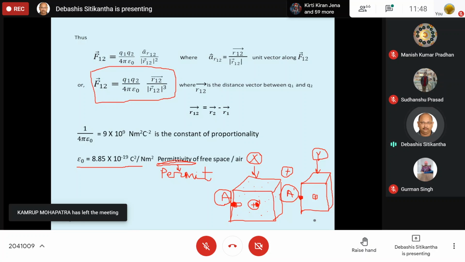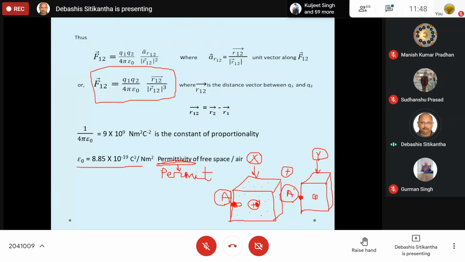Why is it so? Because at A you are getting a stronger field than at A dash. Remember that the material X is allowing the formation of this electric field, or it is permitting more electric field lines to pass through it, whereas the material Y is allowing fewer electric field lines to pass through it. So this is known as permittivity.